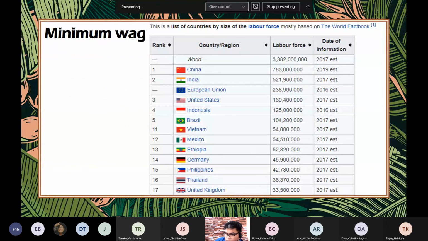Pero according to the CIA World Factbook, as recently as 2019, the Philippines is now the 15th largest. So na-demote tayo. Dati tayo in 13th, but now we're only 15th. But kung tatanggalin mo si European Union, ganun pa rin eh. 1, 2, 3, 4, 5. Yeah, we're the 15th largest, at 42,780,000 of the workforce. As you can see, mas maraming population ng Pilipinas kaysa sa Germany, but Germany has the bigger labor force. That means maraming bata sa Pilipinas.